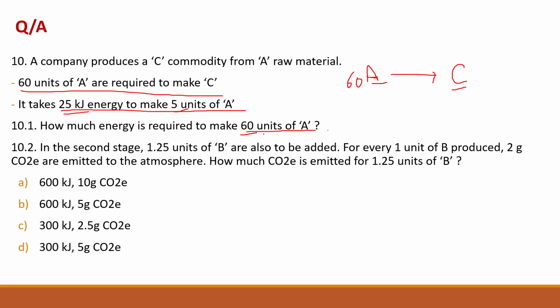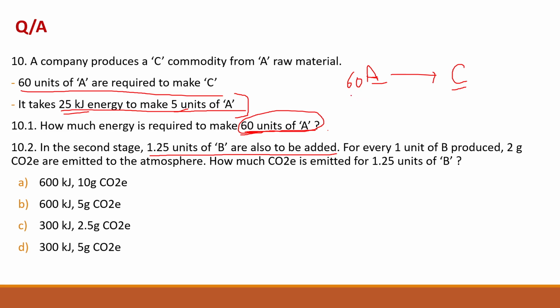Okay, this is the first part of the question. You have to calculate if you want to make 60 units of A, how much energy is required. And you are provided with this information. Now the second part is, if 1.25 units of B are also to be added.